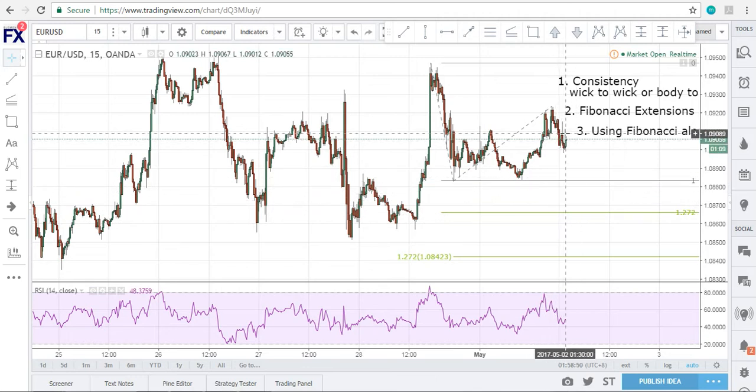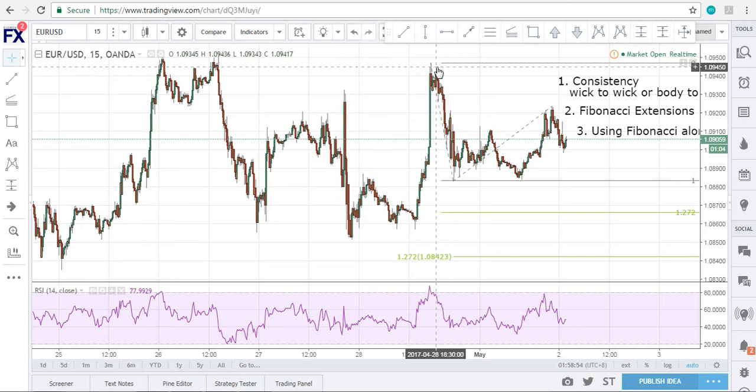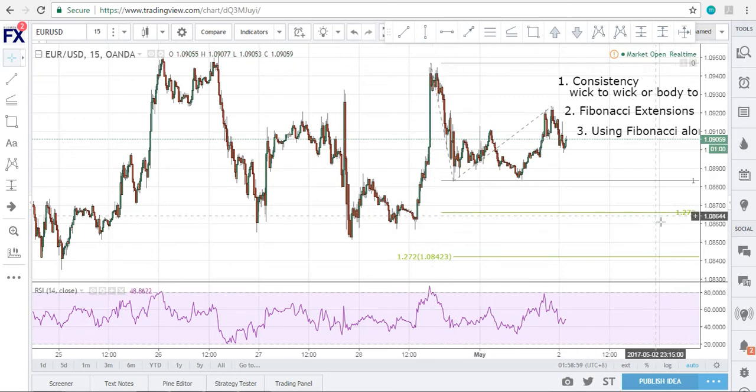I have 2 reasons to justify it. One would be the previous one I showed you, the retracement. The reverse retracement brings a 127 exactly here.